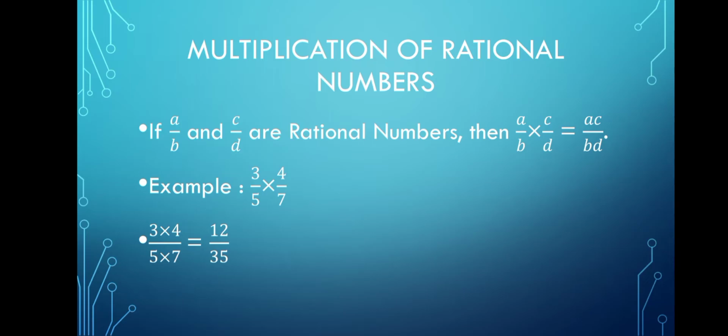Multiplication of rational numbers. If a by b and c by d are rational numbers, then a by b into c by d is equal to ac by bd. Example, 3 by 5 into 4 by 7. Here 3 into 4 by 5 into 7 is equal to 12 by 35. It's very easy.